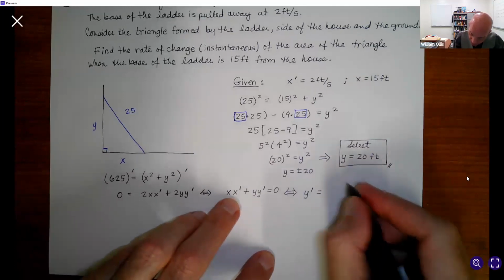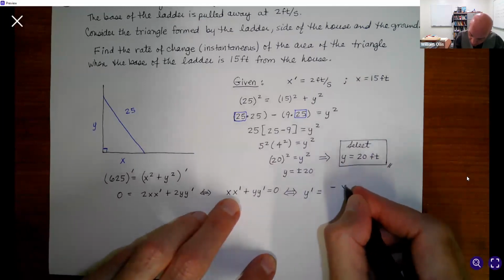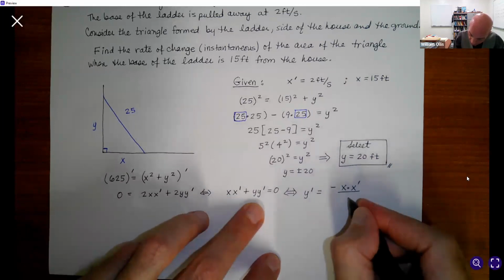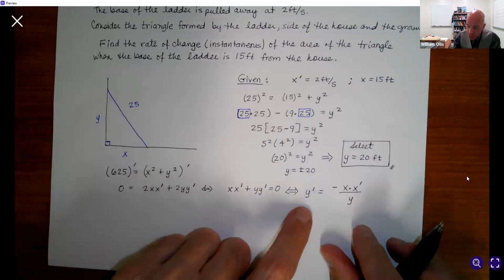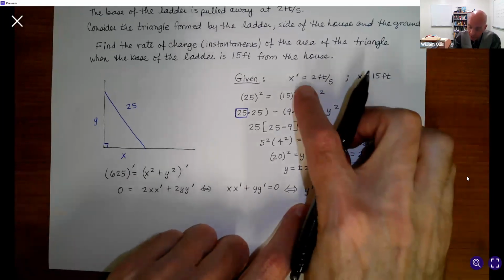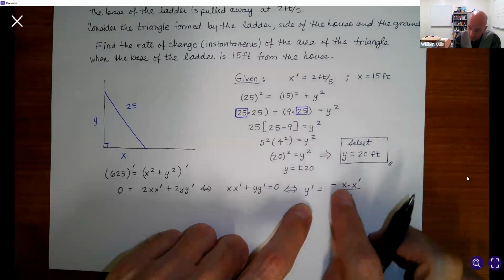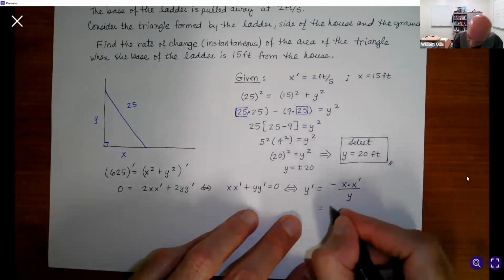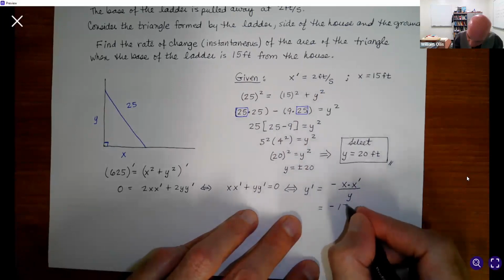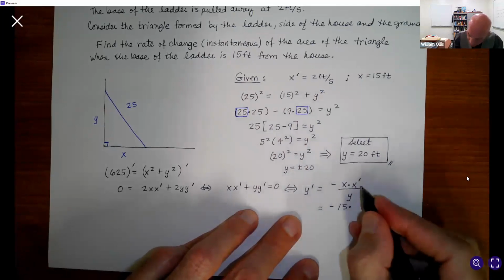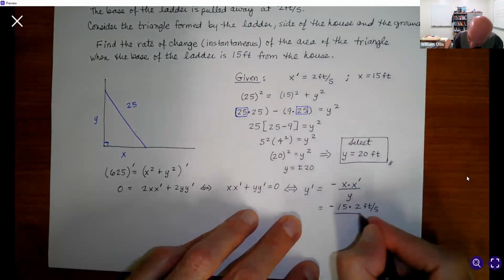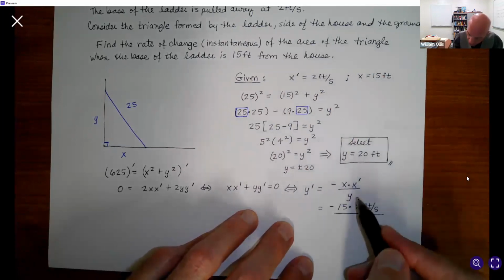So transposition gives us the negative x times x prime divided by y. Again, this relates the rates. We already know the rate of x, and we know x and y, so we can fill these in. So we have the negative of x, 15, times x prime, which is 2 feet per second, and then downstairs we just have y.